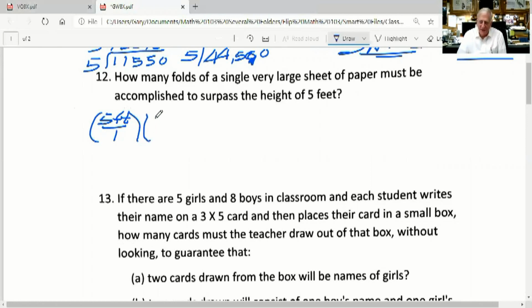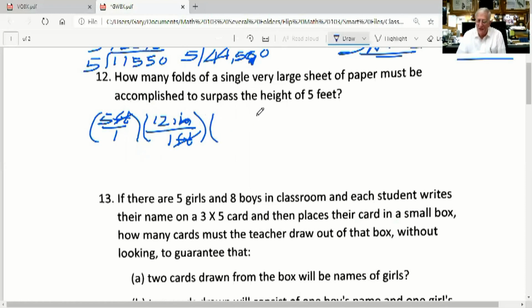I'm going to first get it down to inches, right? I know the 12 inches go on top because I want feet to cancel, right? So feet is on top here, so it's got to be on the bottom there. That would give me the answer in inches.